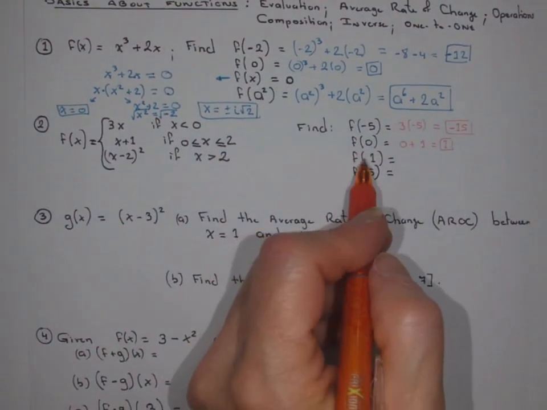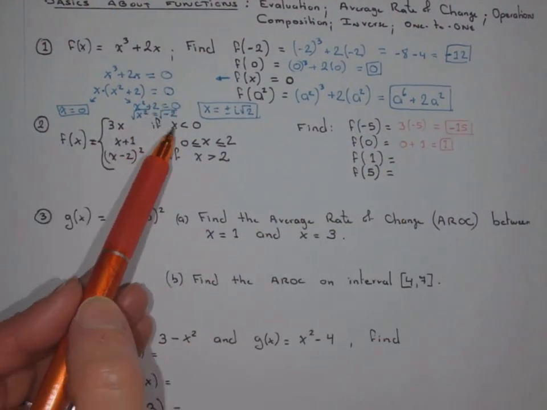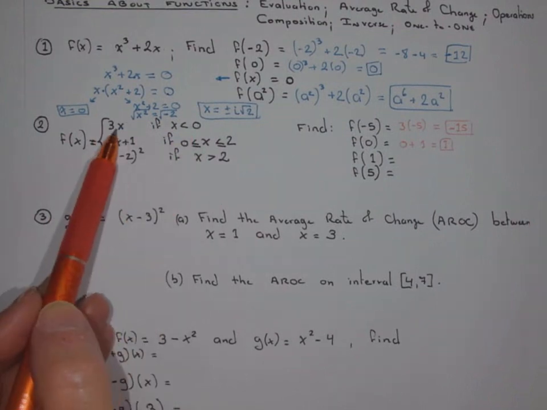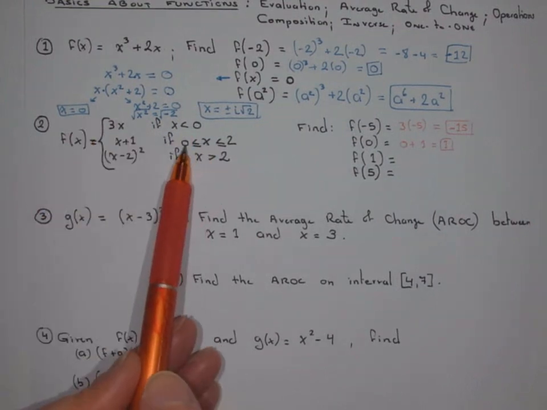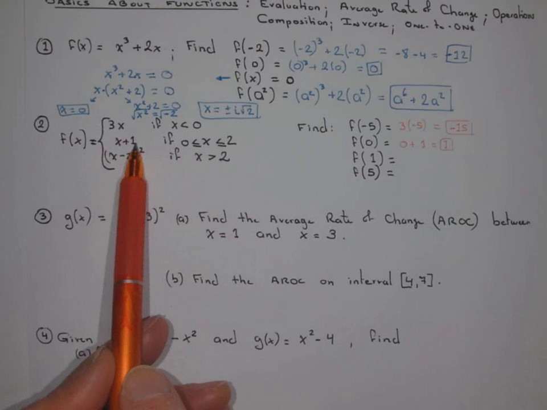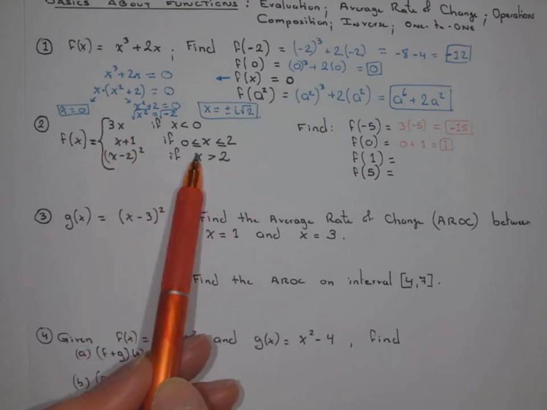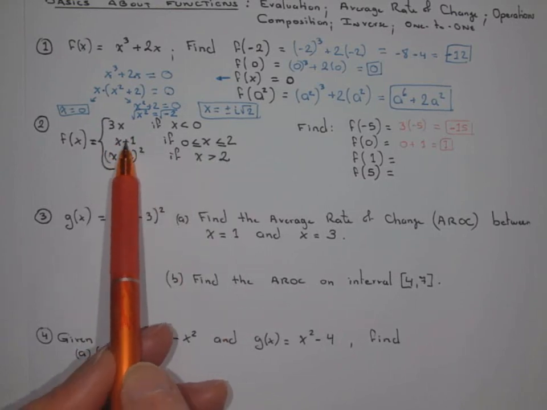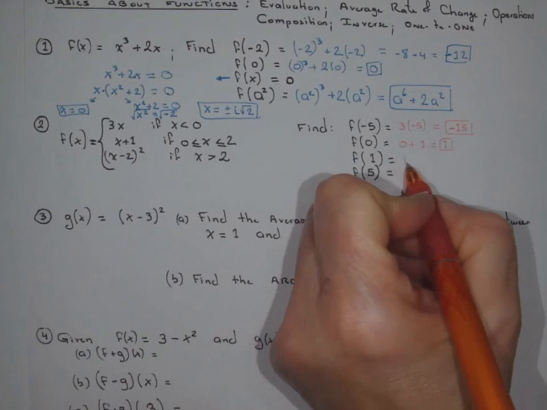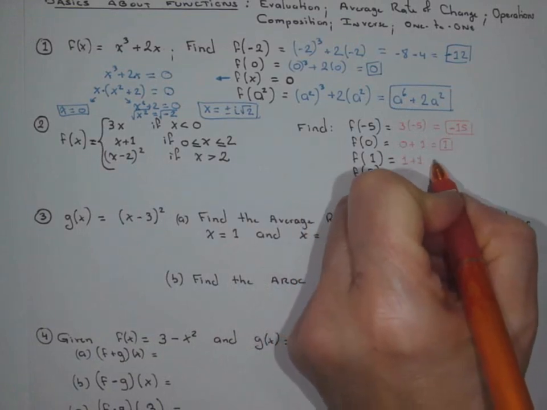The next one will be f of 1. So where does f of 1 fit? 1 is not less than 0, so it doesn't go here. 1 is between 0 and 2, so it's going to fit in that branch. 1 is not greater than 2, so it doesn't go here. So it's going to be 1 plus 1, which is 2.